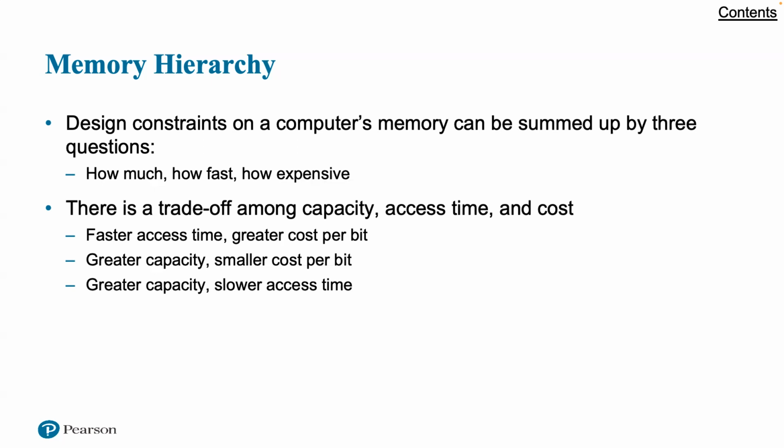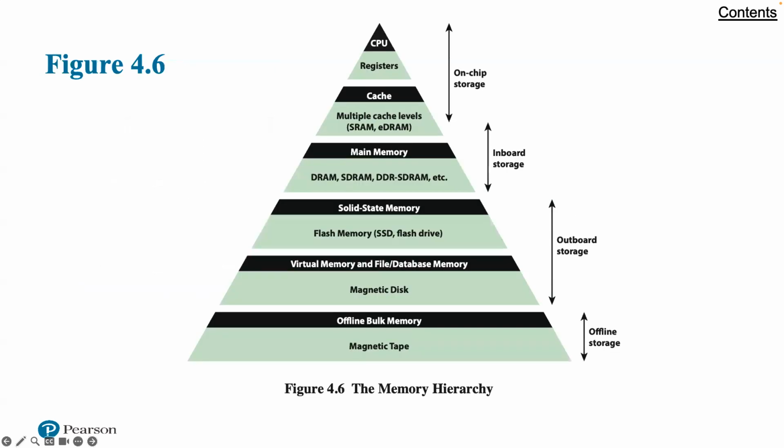The designer would like to use memory technology that provides for large capacity memory, both because the capacity is needed and because the cost per bit is low. However, to meet performance requirements, the designer needs to use expensive, relatively lower capacity memories with short access time. So that's where we get into these different types of memory that you could be using multiple in a computing capability. The way out of this dilemma is not to rely on a single memory component or technology, but employ a memory hierarchy.